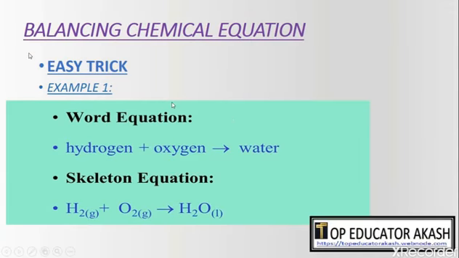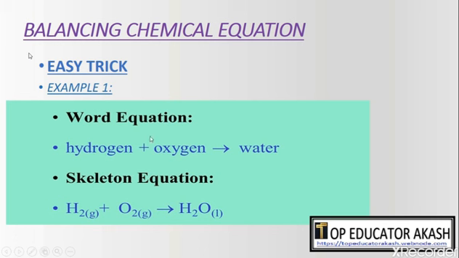Balancing chemical equations. I have brought you an easy trick for balancing a chemical equation with an example. When equations are written in words, it is called a word equation. Example, hydrogen plus oxygen is equal to water. This is a word equation. When a reaction is not balanced, it is called a skeleton equation.